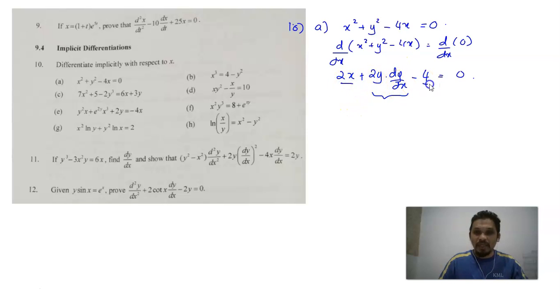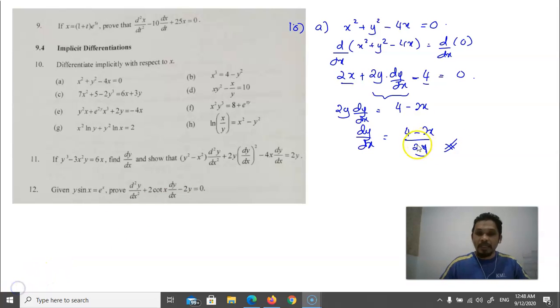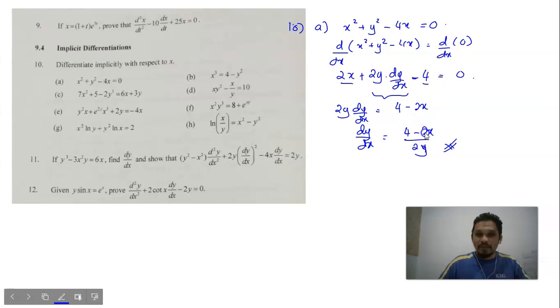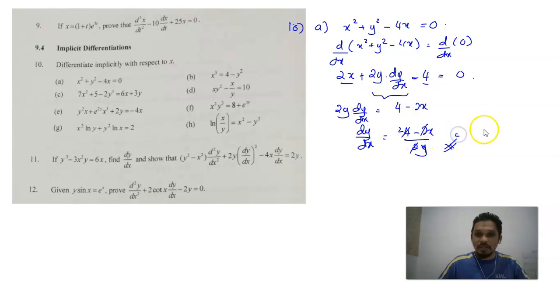Now the process is we leave the term with dy/dx on the left side and bring the term without dy/dx to the other side. So 2y dy/dx equals 4 minus 2x, and dy/dx equals (4 minus 2x) divided by 2y. Class, we can simplify this by dividing everything by 2, which gives (2 minus x) divided by y. That's it.